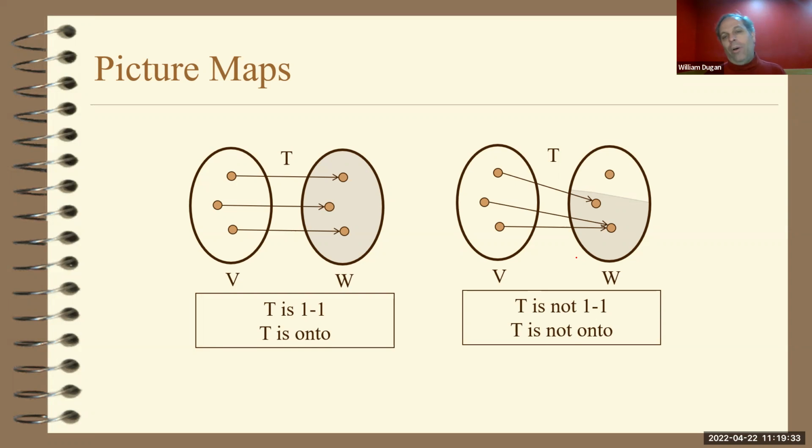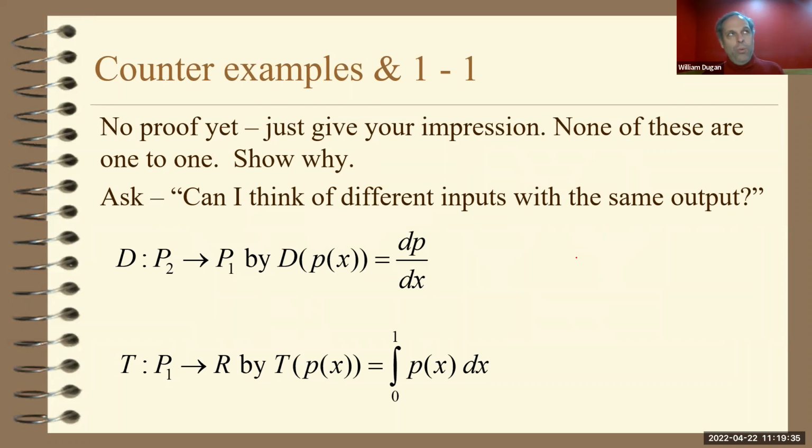All right, so what you need to be able to do is, if I give you a transformation, convince me that it's not one-to-one by counterexample, or convince me it's not onto by counterexample. Counterexample means give me some vectors that violate the property. For example, the first transformation D is the derivative operator, going from the set of polynomials of degree 2 or less to the set of polynomials of degree 1 or less, just by doing the derivative.